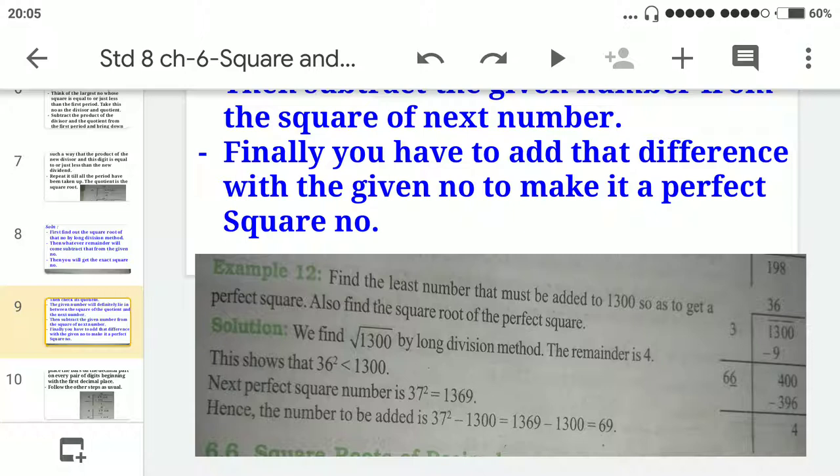So this 69 you have to add to the number. Finally, you have to add the difference to the given number to make it a perfect square number. So 1300 plus 69 is 1369, and we already know it is the square of 37. Okay, very simple, right?